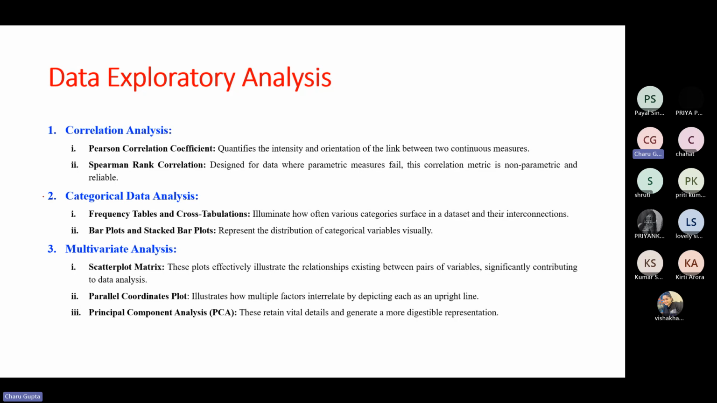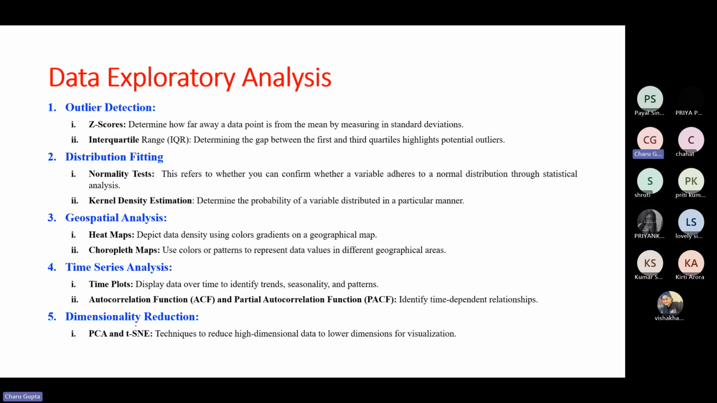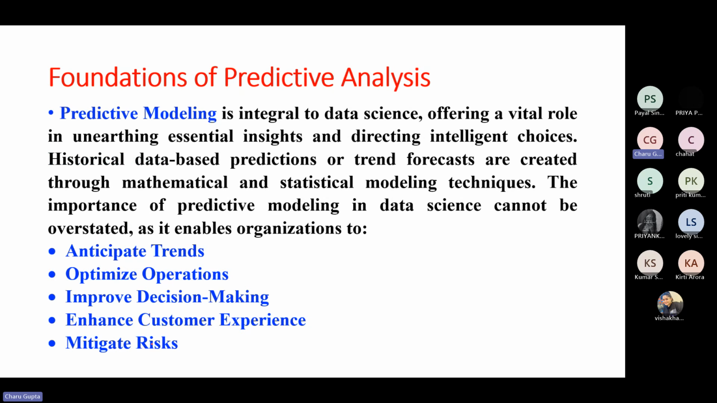Now we have correlation analysis, where we use the Pearson correlation coefficient or the Spearman rank coefficient. In categorical analysis we have frequency tables and bar plots, and in multivariate we have scatter plots, parallel coordinate plots, and principal component analysis. Next, we do the outlier detection using z-score. We perform distribution fitting, geospatial analysis using heat maps and choropleth maps, time series analysis using time plots, dimensionality reduction using principal component analysis.